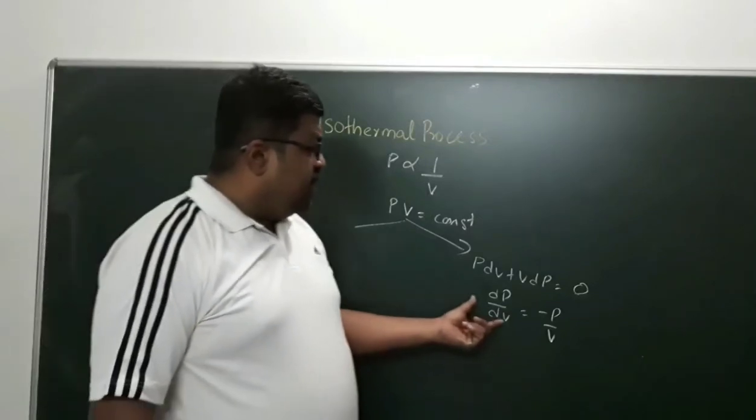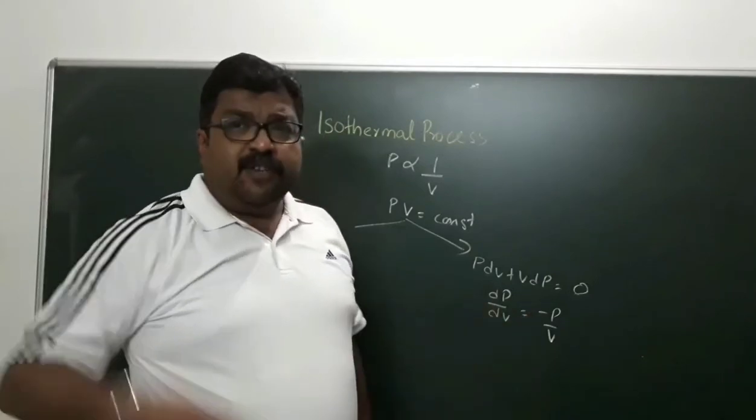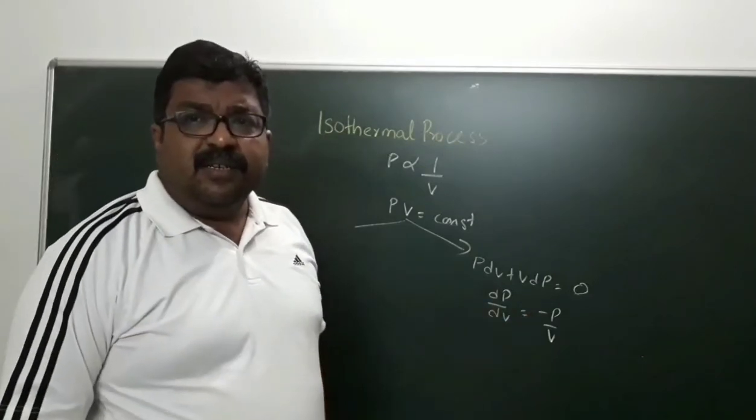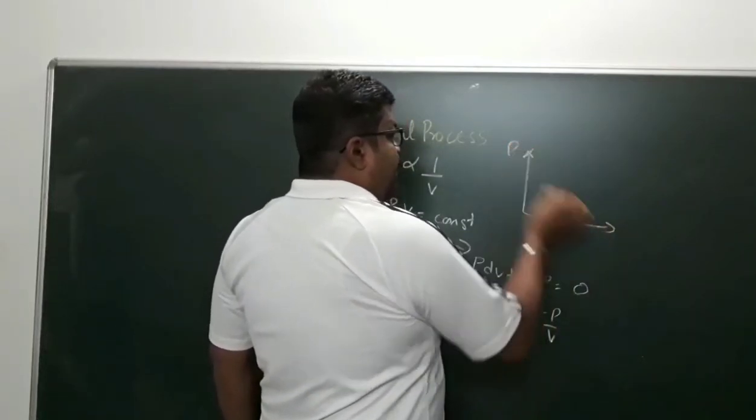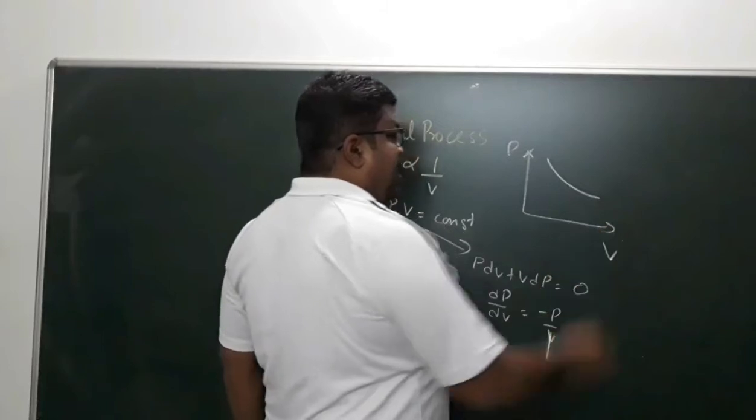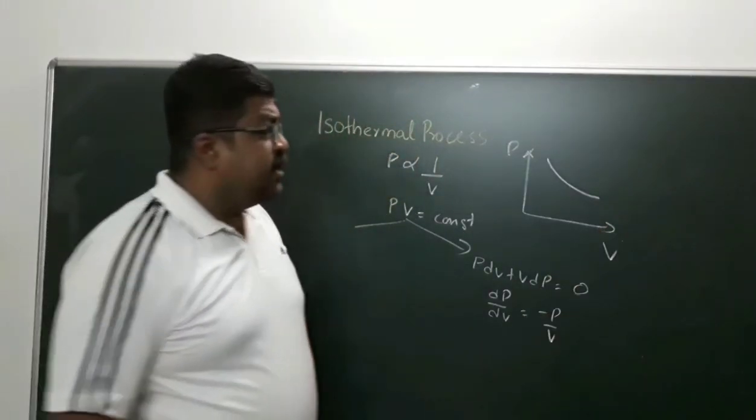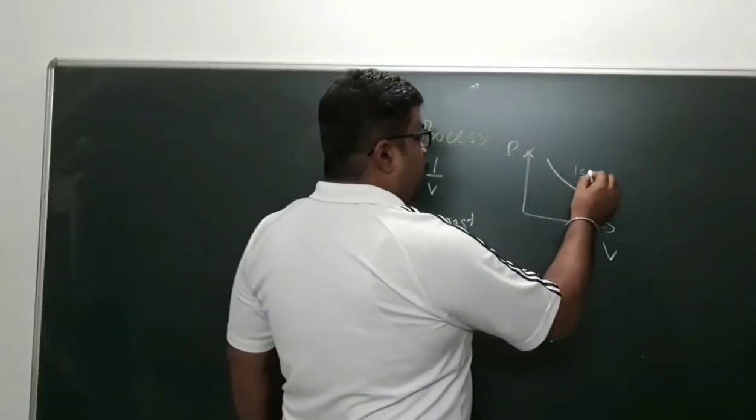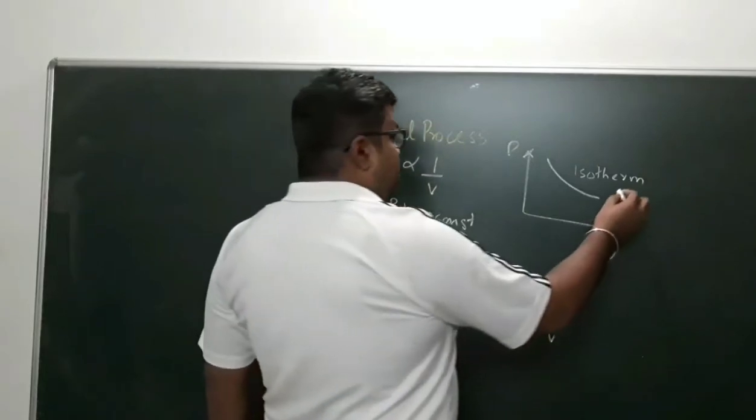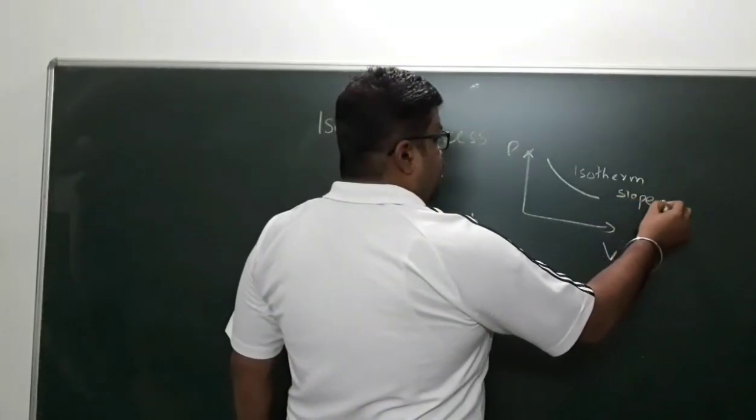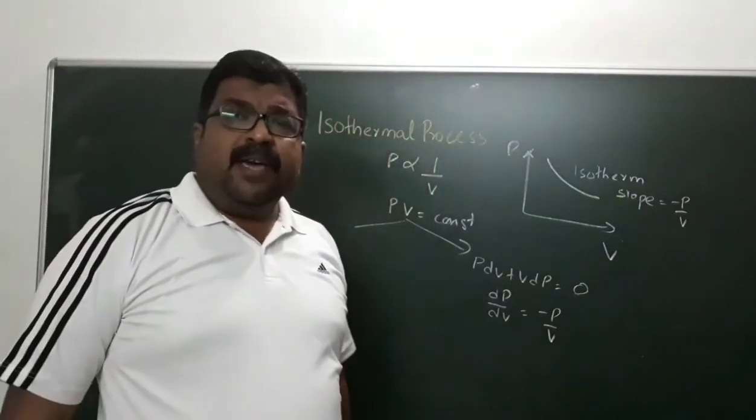Now dP by dV is the slope of the PV graph, and the slope of the PV graph is negative. So it is a decreasing slope. That means if you have a PV graph, this line will represent an isothermal process, and this line is called an isotherm. For this isotherm, the slope is minus P by V.